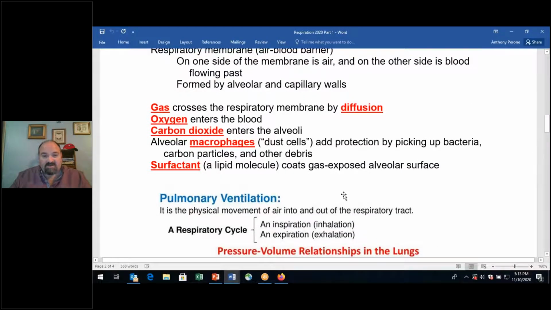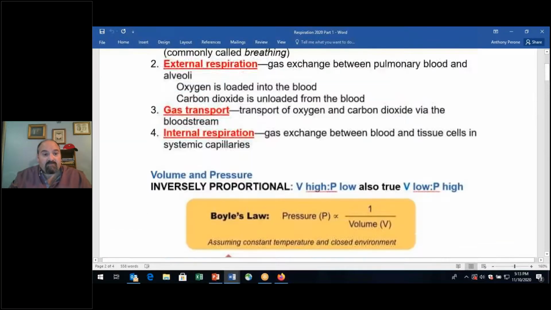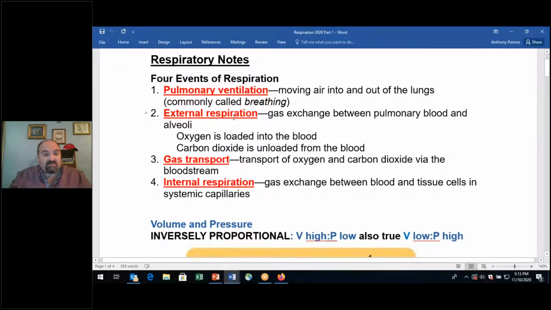As far as that surfactant I mentioned to you earlier, it's a lipid molecule that coats the gas-exposed alveolar surface, the inner portion of those little grape structures where gas exchange occurs. Okay? And really, oxygen and CO2 move as a result of diffusion. So external respiration, internal respiration, there's movement of oxygen and CO2 as a result of diffusion.